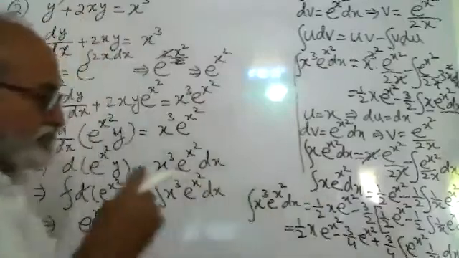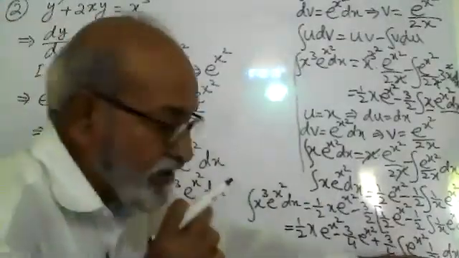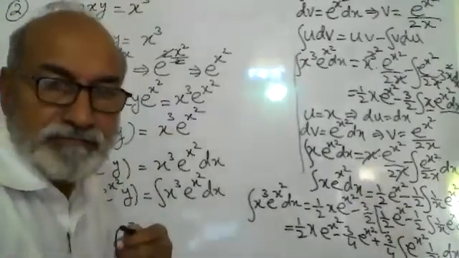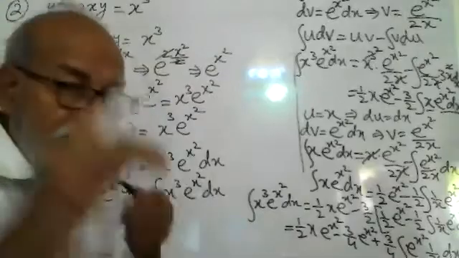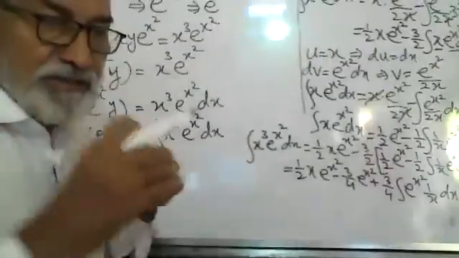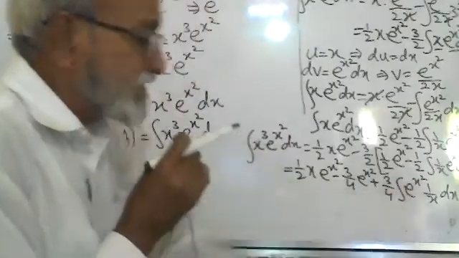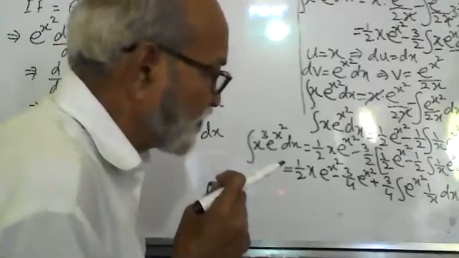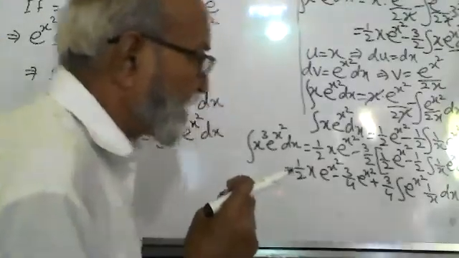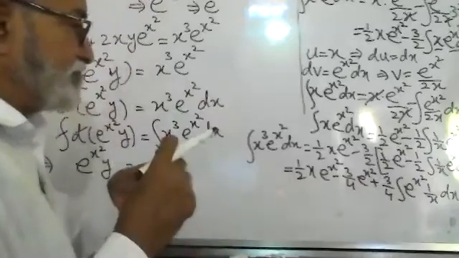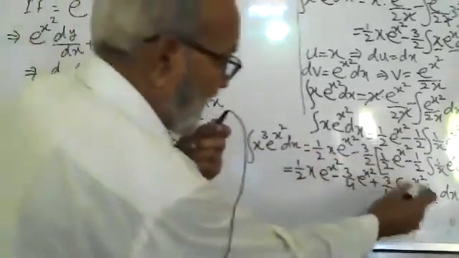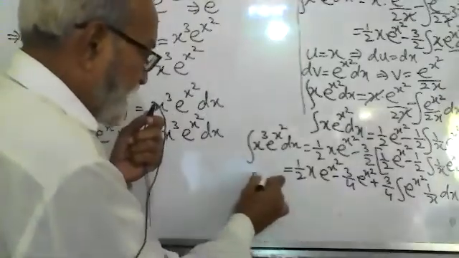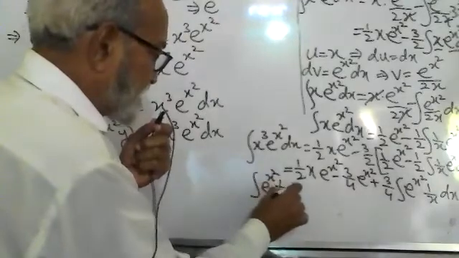I opened this one. Now again there are two functions: e raised to power x square and 1 over x. So we have to do the integration again. So we will find the integration of this one: integral e raised to power x square into 1 over x dx.